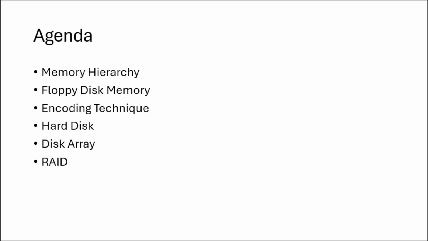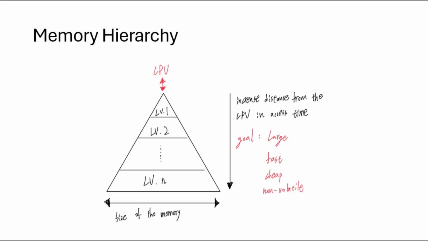And here's the agenda. First, we're going to start with the memory hierarchy, and then floppy disk memory. And I will show you the encoding technique, and then the hard disk, and the disk array, and the final one is RAID. The memory hierarchy, we can see from this picture, has a lot of levels.